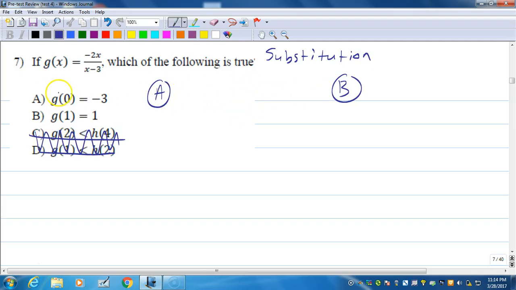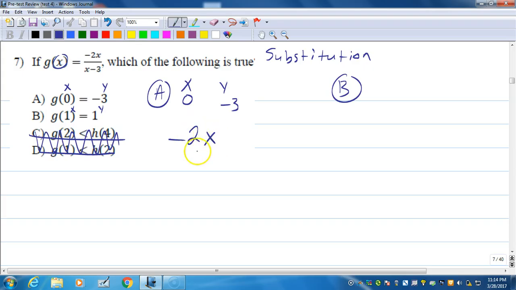Letter A says g of 0 equals negative 3. Well, this means, see how there's an x right here? This is x. This is y. The 1 here is x. The 1 here is y. So A says that if you plug in x, 0, you are going to get the answer to be negative 3. Okay, let's check it out.